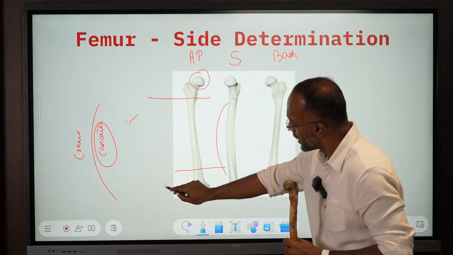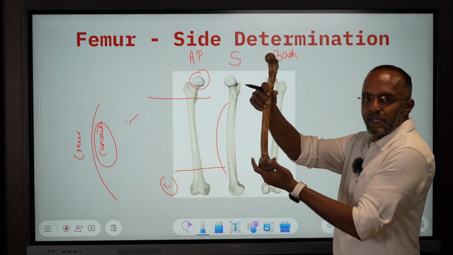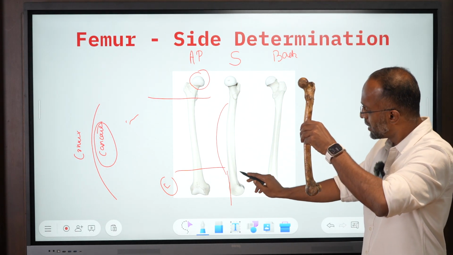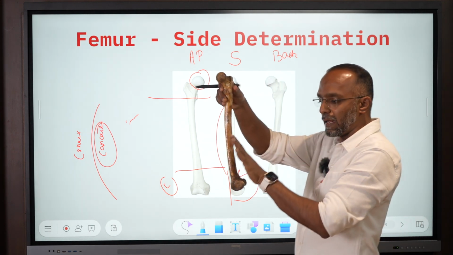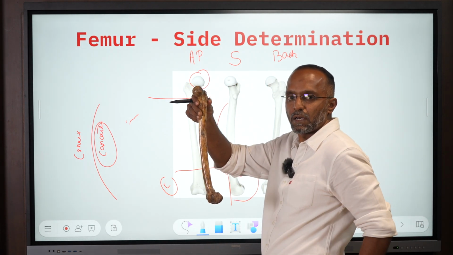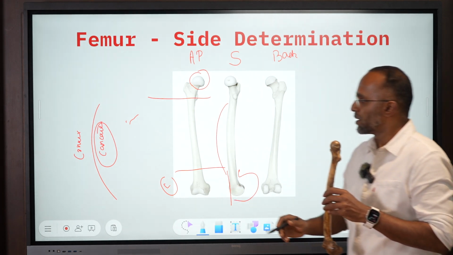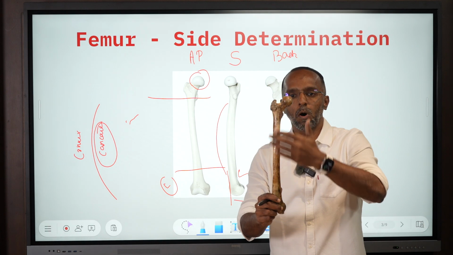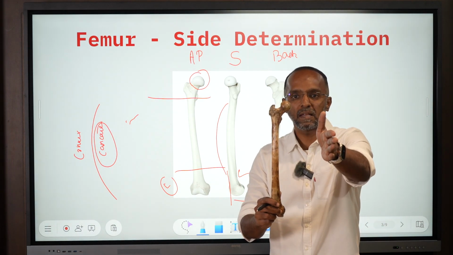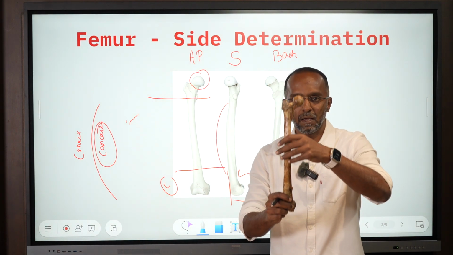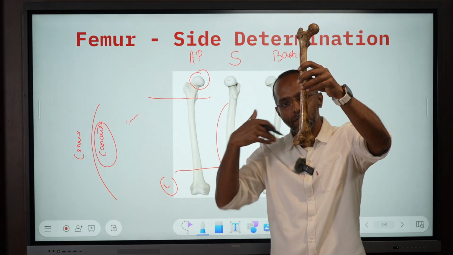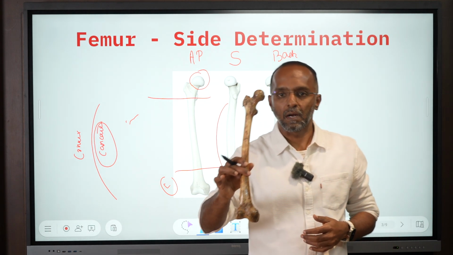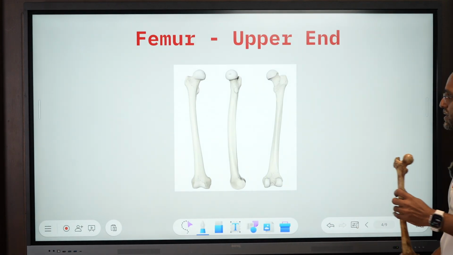Now coming to the lower end. As we see in the lower end, these are the condyles of the femur. The condyles of the femur are flat in the front, whereas they are projected posteriorly, like our gluteal regions, which are projected posteriorly. So for side determination, the femur should be held with the head facing upwards and medially. The bow of the femur or the convexity should be placed forwards or anteriorly, and this projected portion of the condyle should face in the back. So the femur which I am holding now is my right femur. Okay, so this is for side determination.